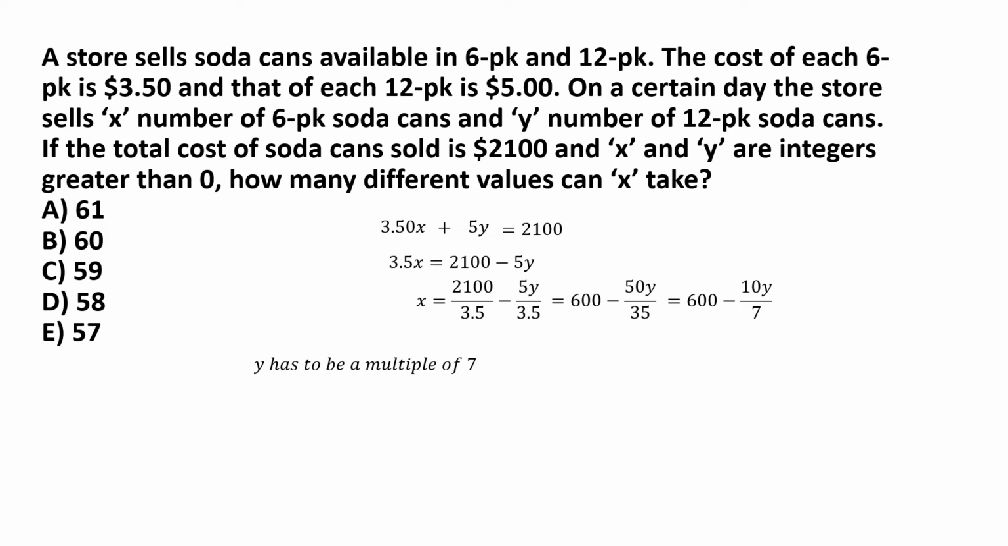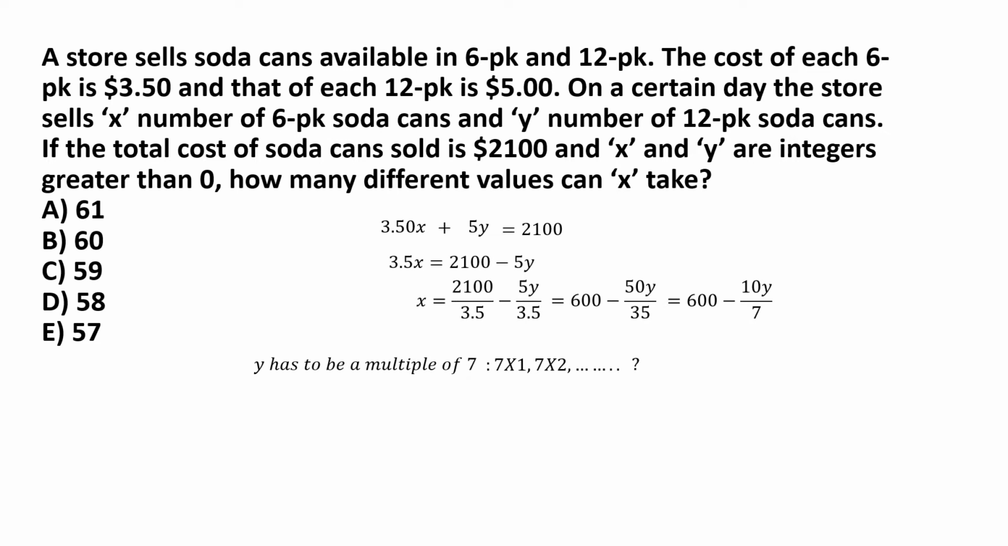So we know that y has to be a multiple of 7. So what are the multiples of 7? It's 7 multiplied by 1, 7 multiplied by 2, and so on. I'm excluding 0 because it's given that both x and y are greater than 0. So the question is, how far can y go like this in terms of multiples of 7?